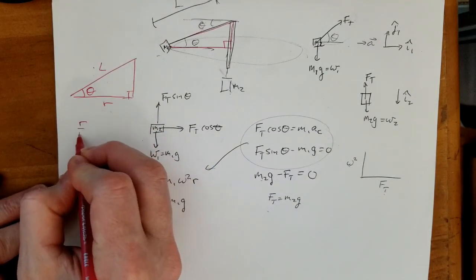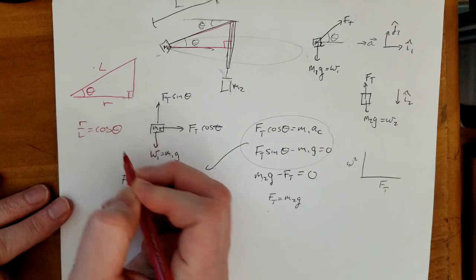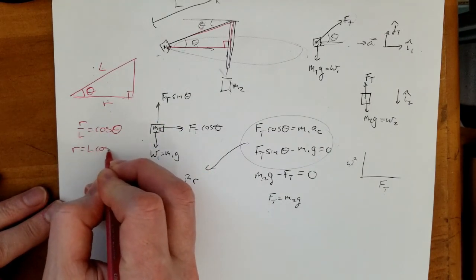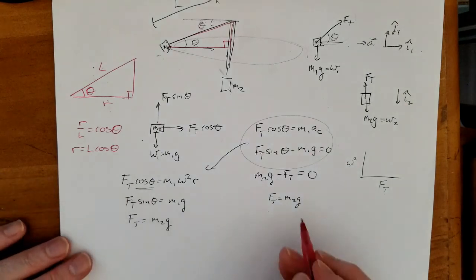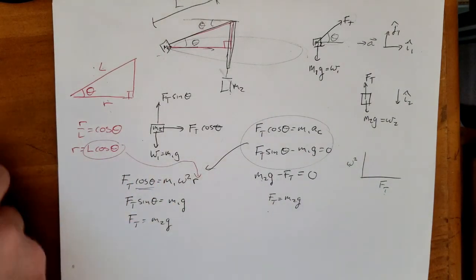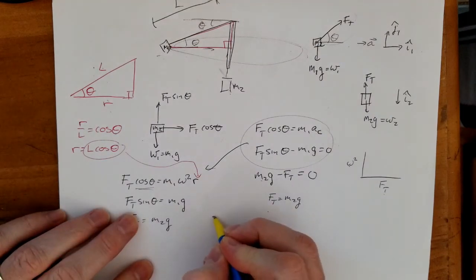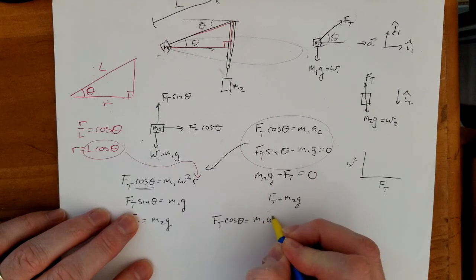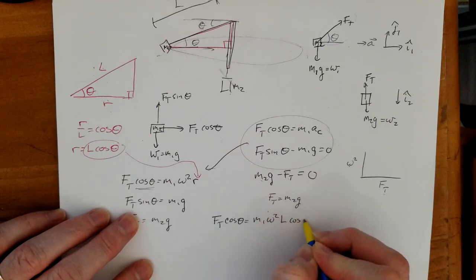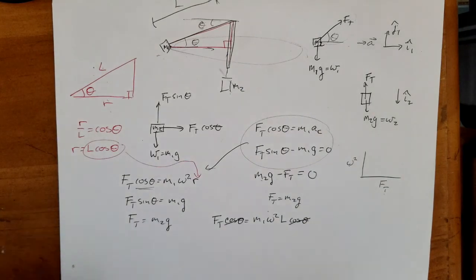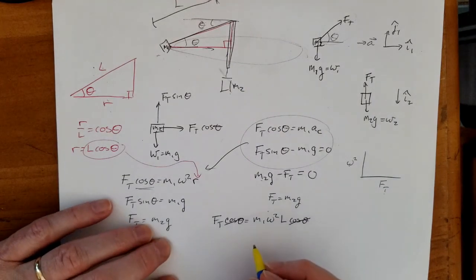I know that R divided by L would just be the cosine of theta. This is the adjacent over the hypotenuse. In other words, R is just L cosine theta. And this allows us, when we make that substitution for R, to get the tension cosine theta equal to m1 omega squared L cosine theta. The cosine thetas go away, thank goodness, because keeping them in there is a real nuisance, which would have happened if we had the v squared over r.